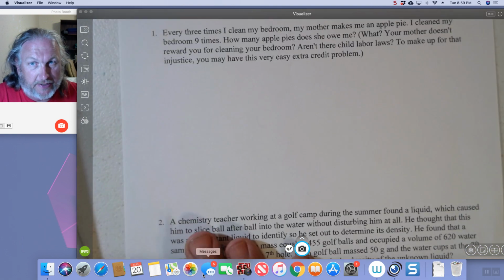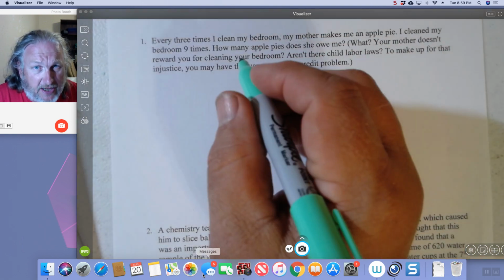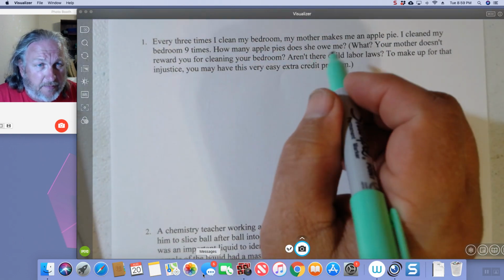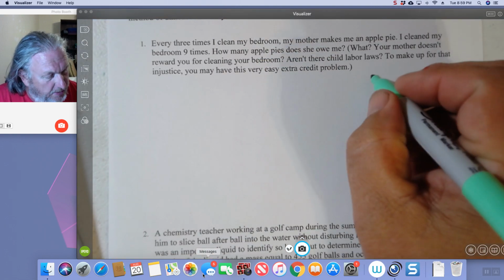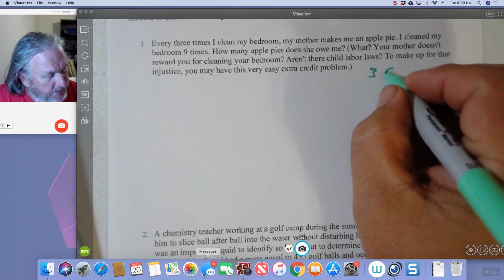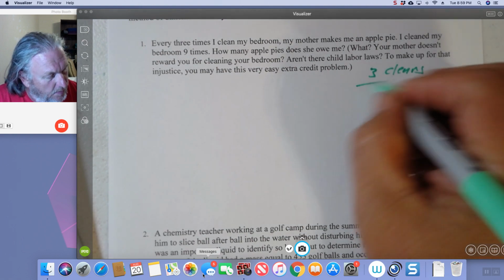So anyway, let's go ahead and finish up these word problems in dimensional analysis. Let's look and see what we got here. Every three times I clean my bedroom, my mother makes me an apple pie. So let's go ahead and write down one ratio. Three cleans, one pie.